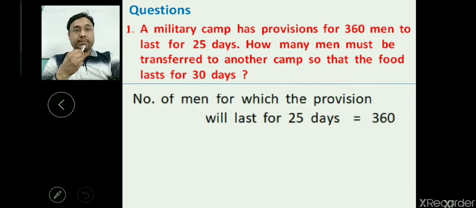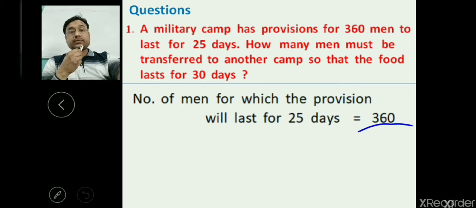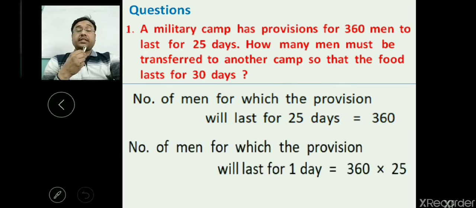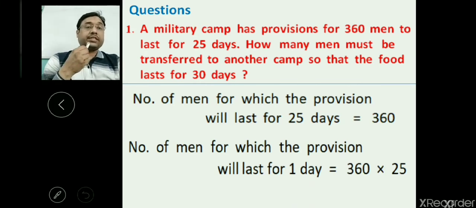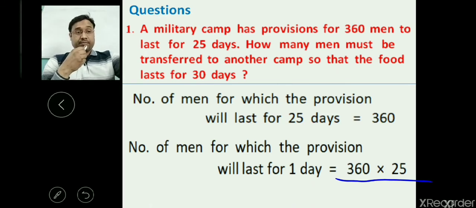Then what we will do here, we can say the number of men for which the provision will last for 25 days is 360. Then the number of men for which the provision will last for 1 day, if the food is going to finish in 1 day only, we can say the number of men required is 360 into 25. Now we will calculate that.